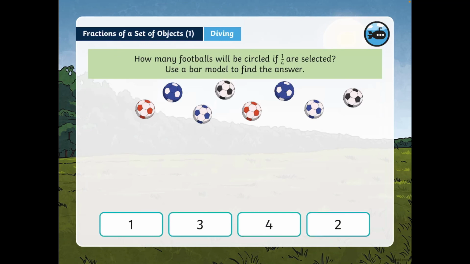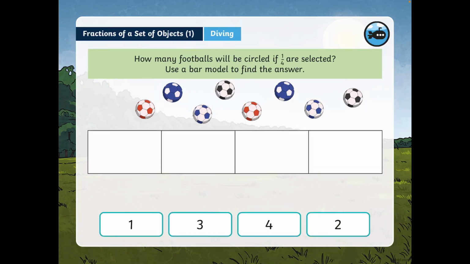How many footballs will be circled if a quarter are selected? Let's try and use a bar model to find the answer. We're going to need 4 sections on our bar model, or you could draw 4 circles on your paper. Let's share out our footballs now.